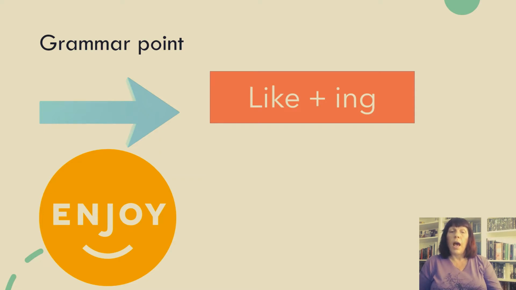If you take the verb and you put the word like in front of it, like saying I enjoy, make sure that you're using ing. I enjoy cooking, I like cooking. I enjoy walking, I like walking.